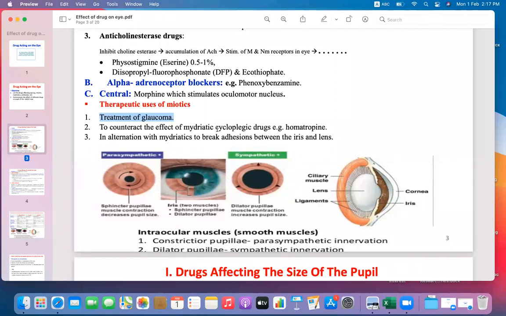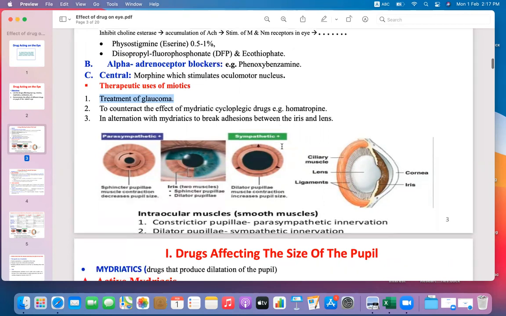What is the category of atropine? These are the anticholinergic drugs, or we can say parasympatholytics. And in alternation with the mydriatics, to break adhesion between the iris and the lens.